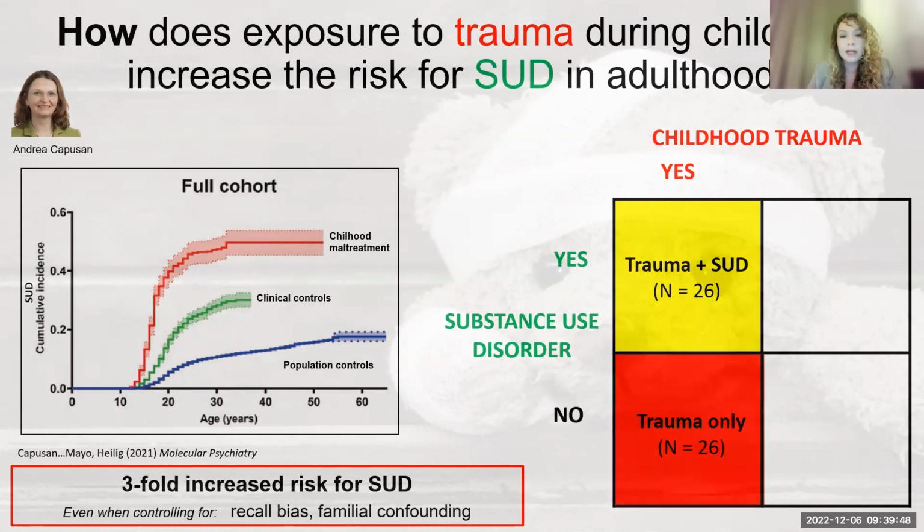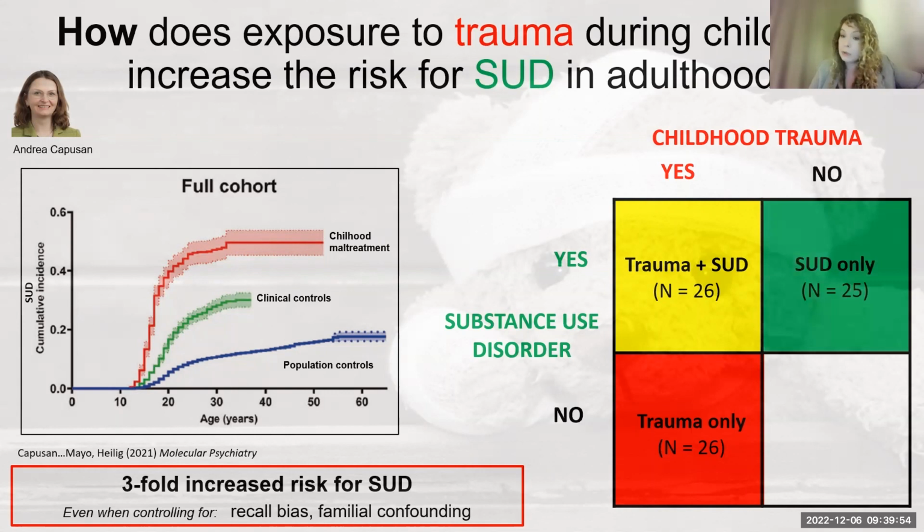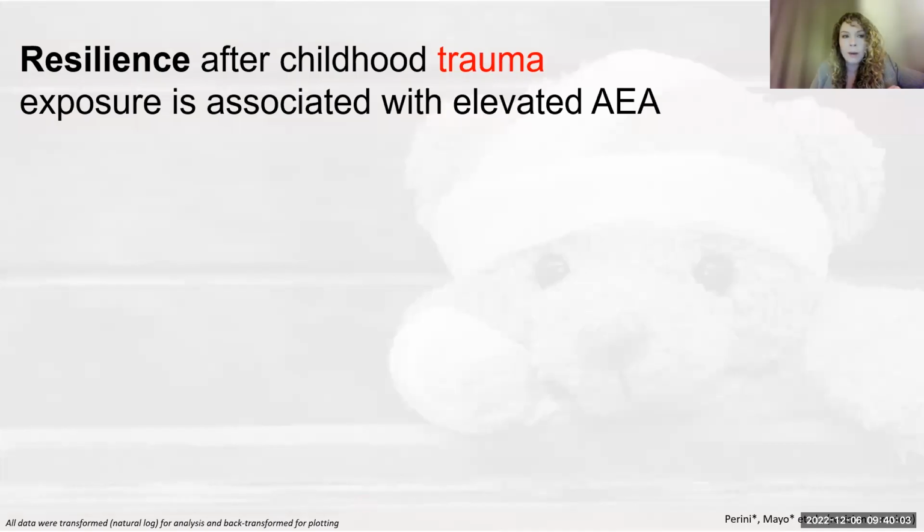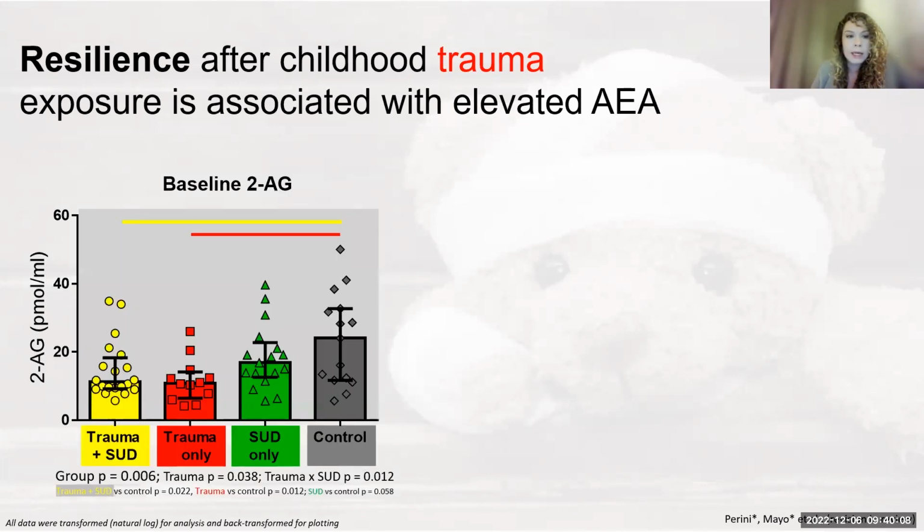Then we invited individuals who had documented childhood trauma but did not develop a substance use disorder. People with substance use disorder only, but no documented childhood trauma, and then healthy controls who have no trauma, no substance use disorder history. And we measured endocannabinoid levels in these individuals just at baseline. And here we're looking at 2-AG, so the other endocannabinoid, and we see that all of our trauma-exposed individuals have lower 2-AG as compared to controls.